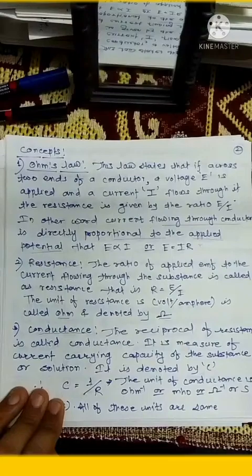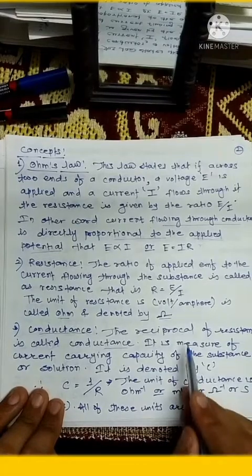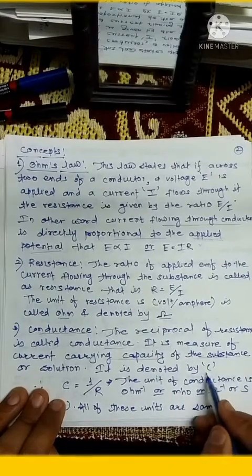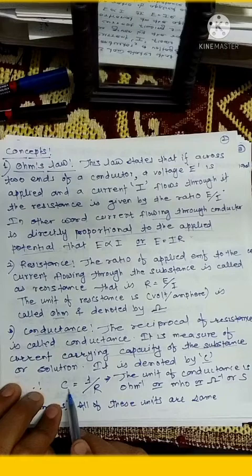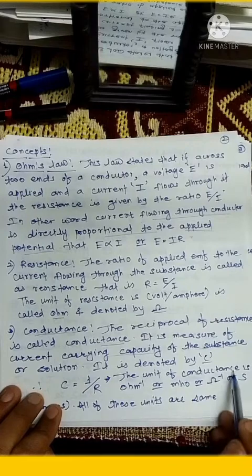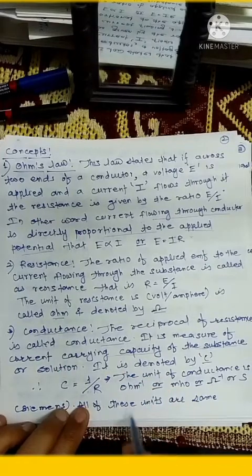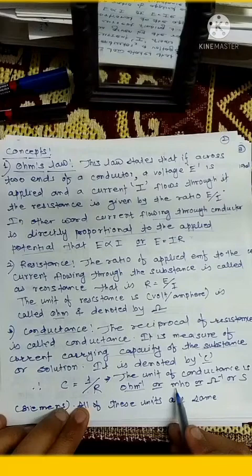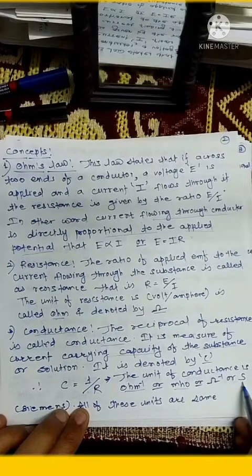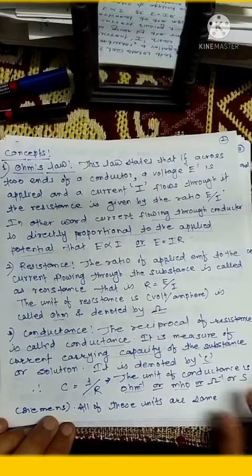Now what is conductance? The reciprocal of resistance is simply known as conductance. Conductance is the measure of current carrying capacity of the substance. Generally it is denoted by capital C. So C is equal to 1 by R, the reciprocal of resistance. The unit of R is ohm, so 1 by ohm is simply ohm inverse. It is also known as mho. The unit of conductance is also Siemens. All of these units are the same.